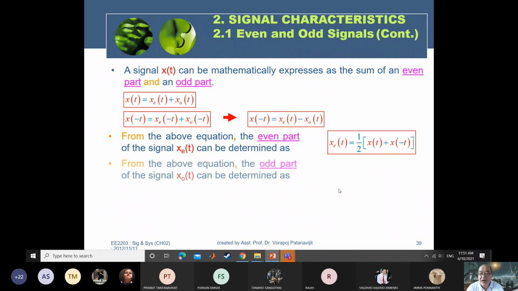For the other part, from the above equation, the odd part of the signal x(t) can be determined by the original signal subtracted with its time reversal, and use scaling by half.